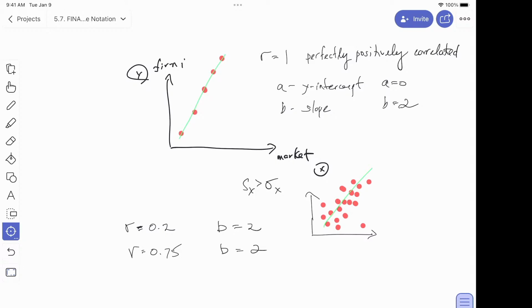The main thing to realize here between the R, this will always be positive. SY will be positive. And SX will be positive. Why? Why will they always be positive? Because what is the standard deviation? It's the square root of a variance. The square root of a number will always be positive, right? So those will always be positive. So whatever sign R is, B will be the same sign. If R is negative, B is negative. If R is positive, B is positive, okay?